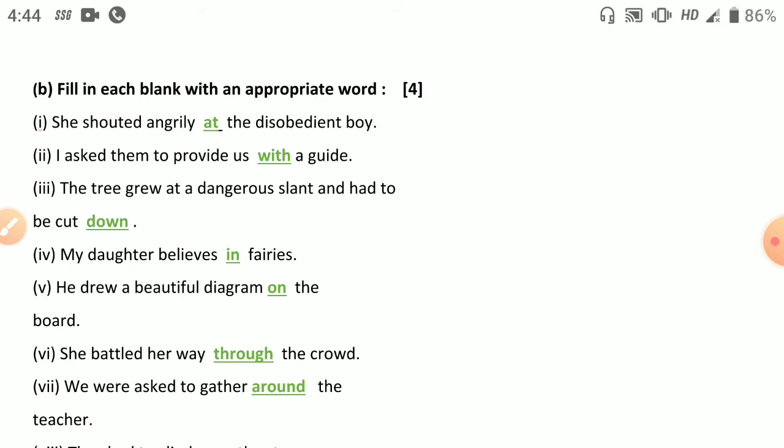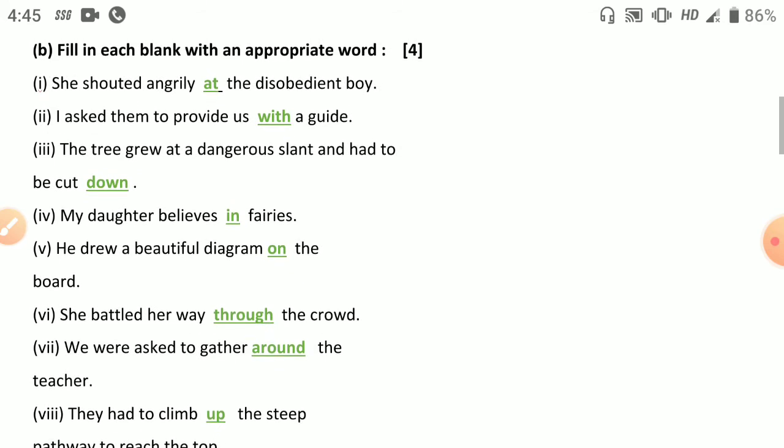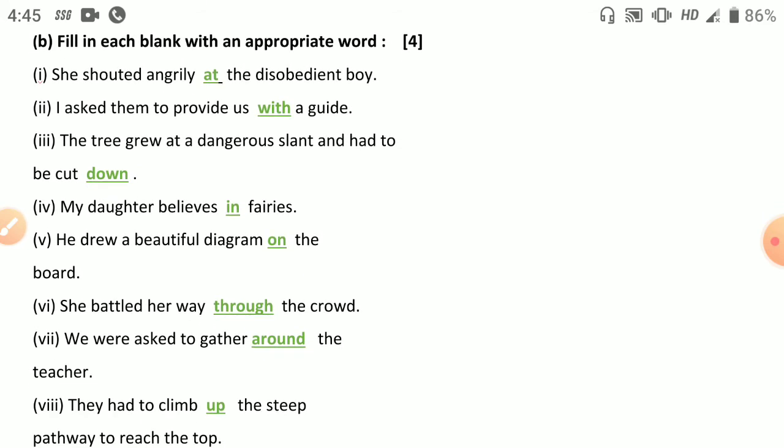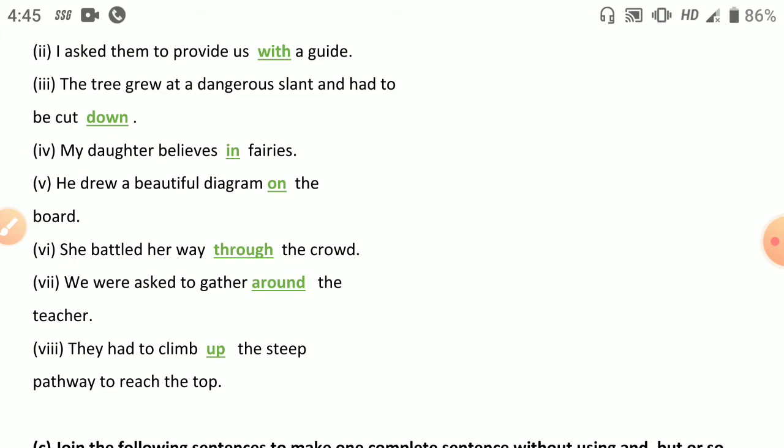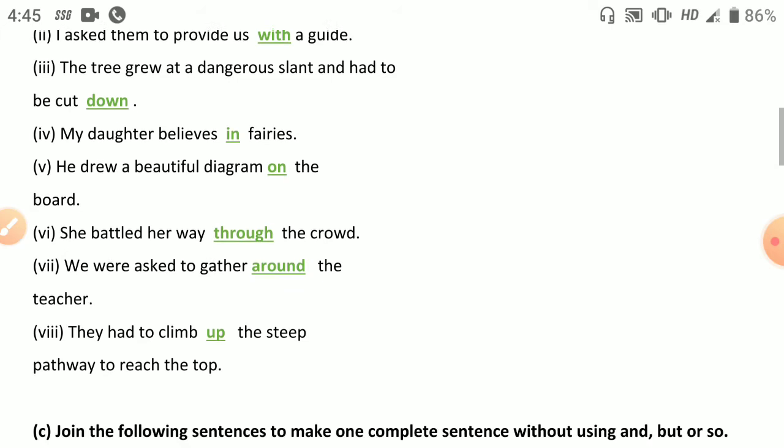She battled her way through the crowd. Through the crowd means it's a very crowded place. So you're starting at one point and ending, and you're moving through that crowd. So that's why battle through. We were asked to gather around the teacher. Now there is another possibility, it could be we were asked to gather near the teacher. That is also fine. And they had to climb up the steep pathway to reach the top. Now here somebody might ask, why not down? You have to understand the next part of the sentence, pathway to reach the top. If you want to reach the top, you cannot come down. So it has to be up and nothing else.